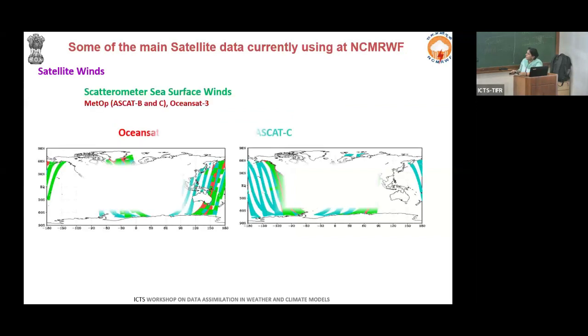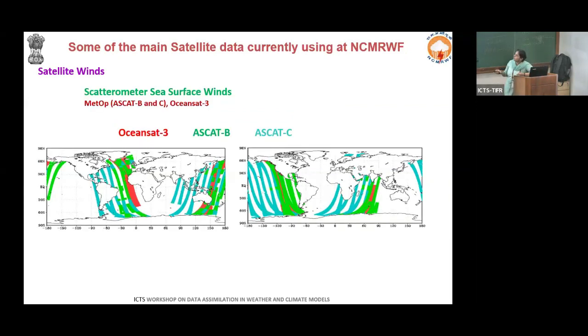Okay, then again satellite winds, we have the scatterometer. Right now we have three scatterometers: ASCAT B, ASCAT C and OceanSat 3. Here you can see that we are getting the scatterometer winds at 6 and 18 UTC. So at 0 and 12 UTC, we don't have any scatterometer coverage over the Indian Ocean region. This is at 6 UTC, this is at 18 UTC. The other cycles we don't have. So that is one of the data gaps in the assimilation area. We should get that scatterometer coverage from the early morning or early afternoon orbit also.